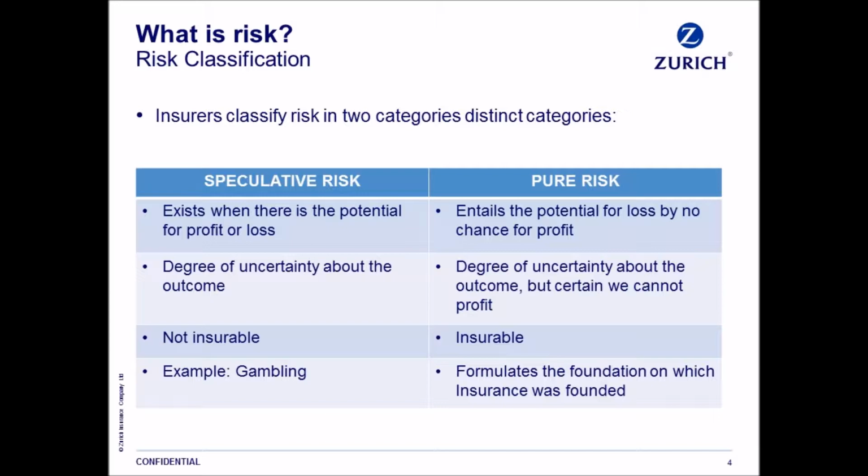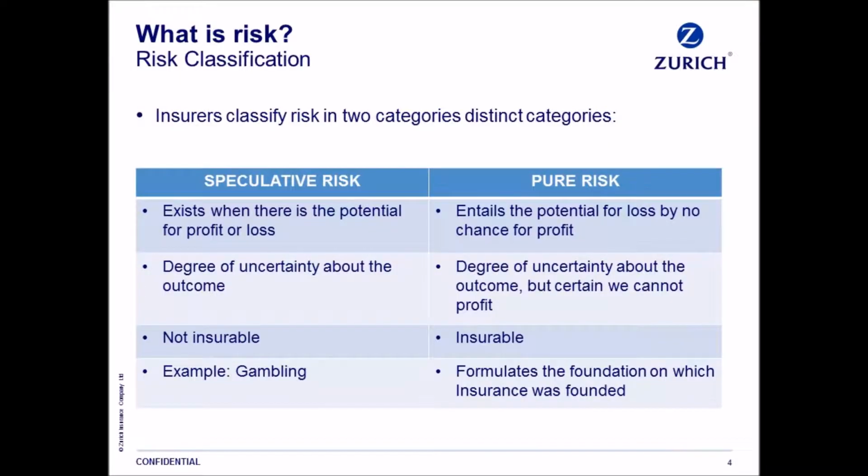So that exists when there's a potential for a loss or a chance of gain. So there's a degree of certainty about the outcome, but because you can advance your position, it's not insurable. So gambling, or whether a company will make money or lose money, that's not something that insurance will cover. So on the pure risk side, that entails the potential for loss but no chance of profit.